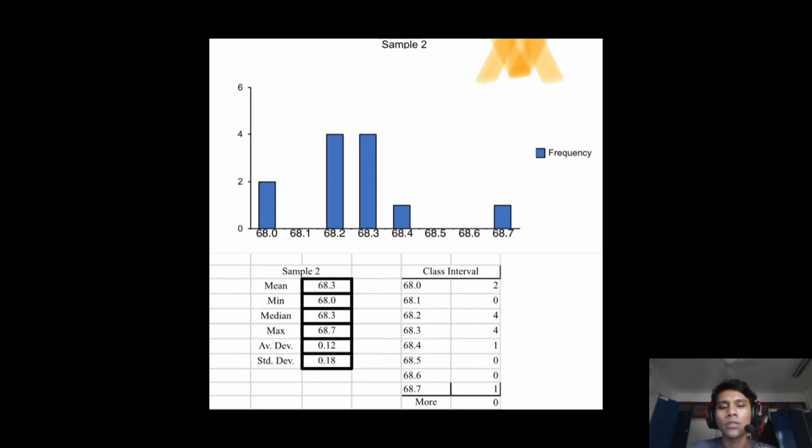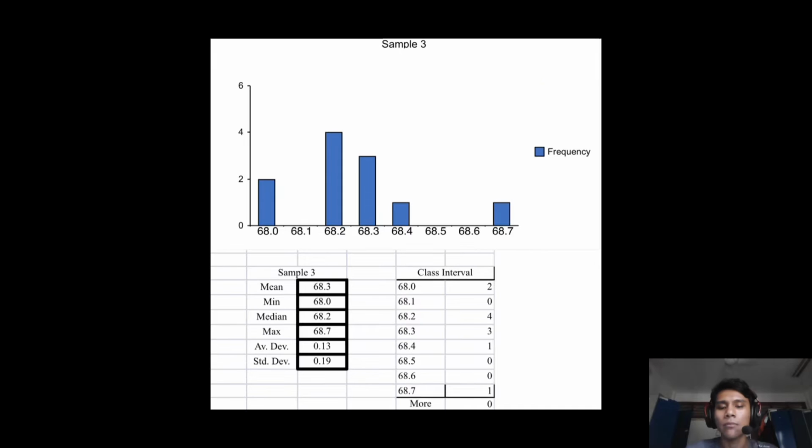Same goes for sample 2. We have our mean, our minimum, median, maximum, average deviation, and standard deviation. We have our table for each of the resistors and our frequency for every resistor there is in the sample, and this is our distribution table.